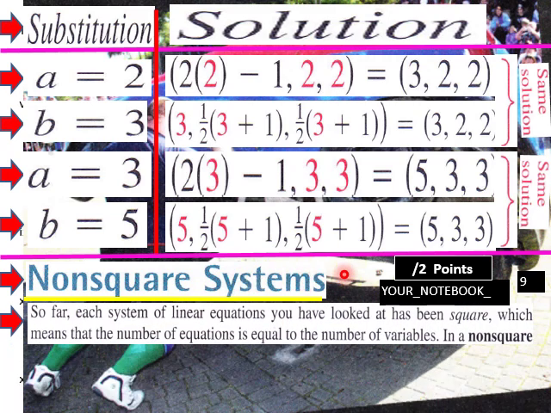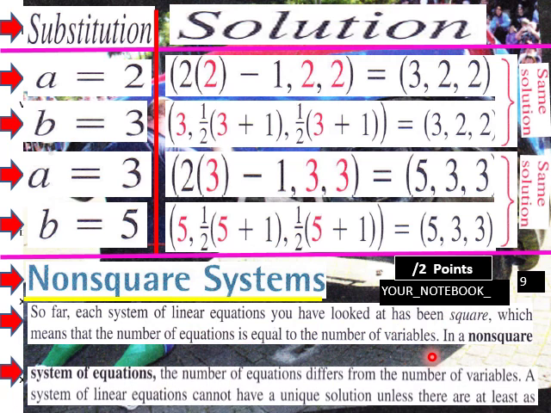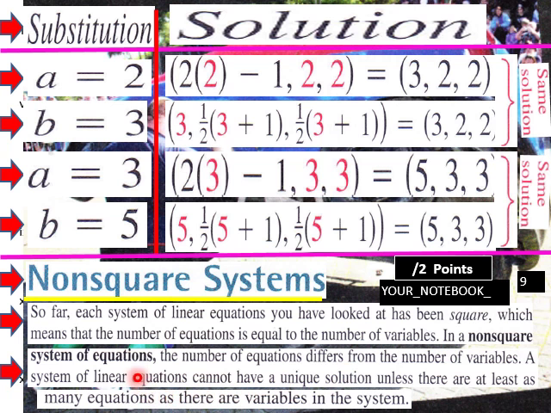Let's go into non-square systems now, covering non-square systems. So far, each system of linear equations you have looked at has been square, which means that the number of equations is equal to the number of variables. In a non-square system of equations, the number of equations differs from the number of variables. A system of linear equations cannot have a unique solution unless there are at least as many equations as there are variables in the system. Now that's a very interesting factoid there.